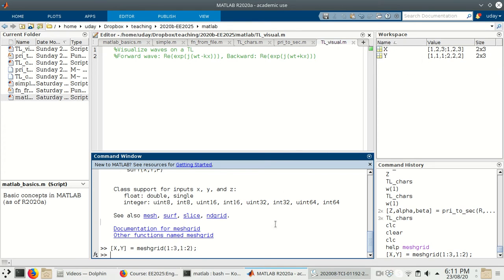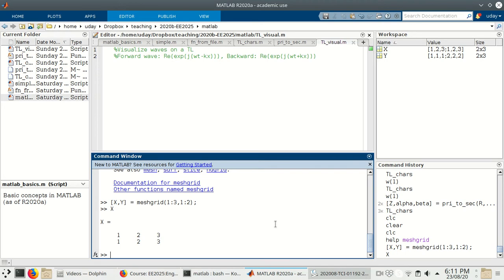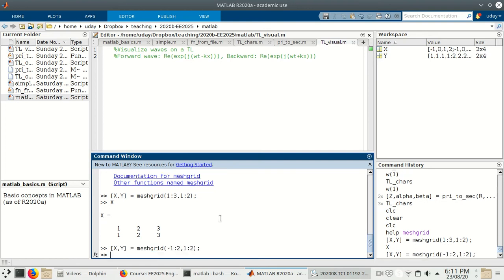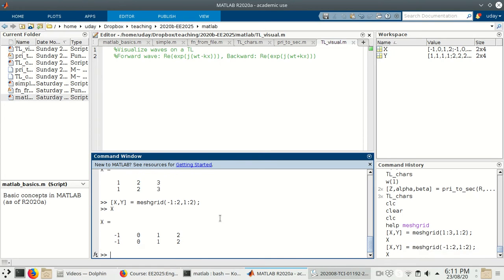We can just print them out over here. You notice that I said I wanted to create an xy grid. In the x direction, I want the coordinates to be 1, 2, 3, and in the y direction, I wanted the coordinates to be 1, 2. It need not start with 1. For example, I want to create a mesh grid that is from -1 to, let's say, 2. Now if I print x over here, you can see that it's starting from -1, 0, 1, and 2. So it's up to us.